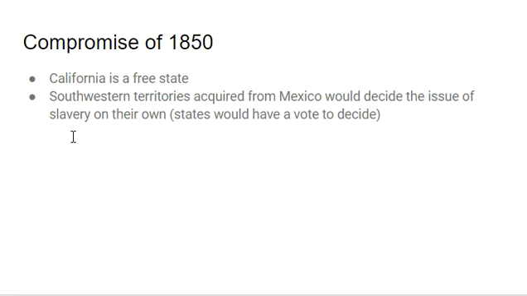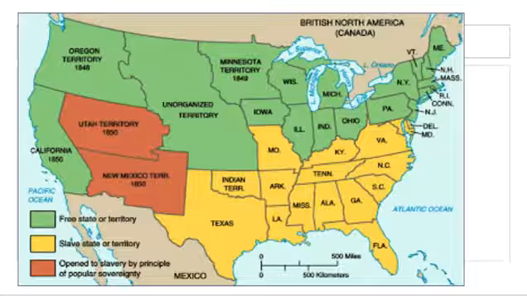Next is the Compromise of 1850, and this says California is a free state. And the Southwestern Territories acquired from Mexico would decide the issue of slavery on their own. And when they say on their own, they just mean states would have a vote to decide. And these are the states we acquired when we fought Mexico in the Mexican War and we won.